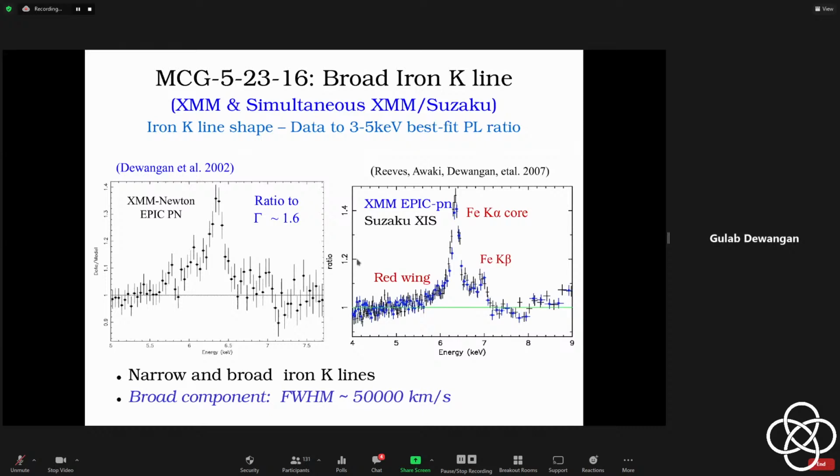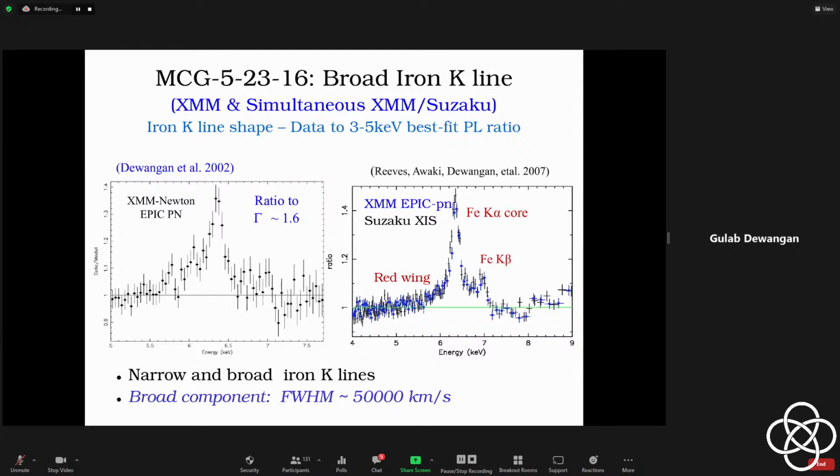This is from the XMM-Newton observations of the iron line, and here you see there is a narrow component at 6.4 keV, and in addition there is a broad component. The narrow component is not really resolved, but the broad component is clearly resolved, and it has a full width at half maximum of about 50,000 kilometers per second, compared to the optical UV broad emission lines, which are just around 5,000 kilometers per second. So in this particular case, the width is roughly 10 times larger compared to the width of optical UV emission lines.